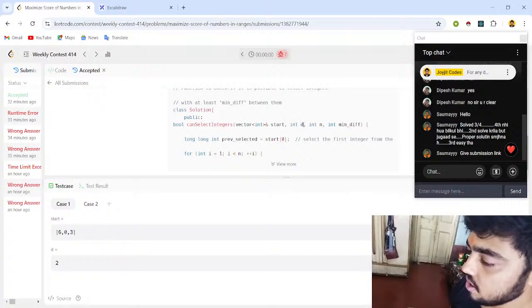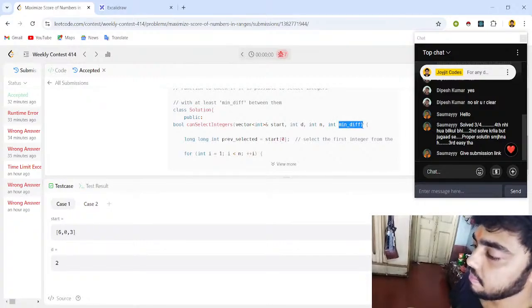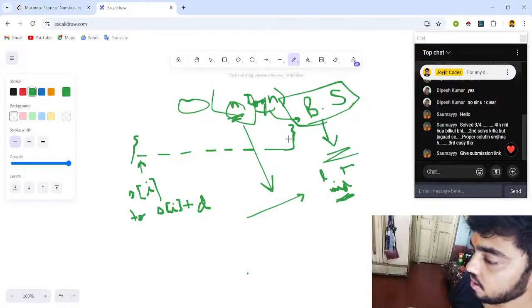So these two conditions were given in the main array also. And we are also given the value of n, because you don't have to compute the value of n again, and the minimum difference, which is the mid. The mid that I was talking about. Now what is the mid?